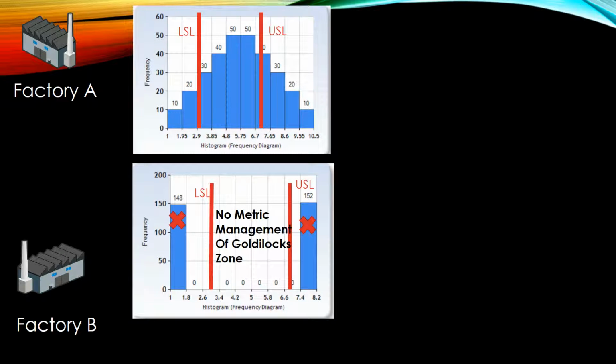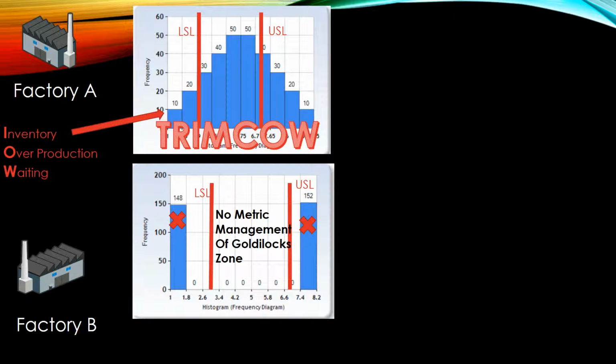So we take another look at these histograms, see what other observations we can make. As we said, Factory A is clearly the better factory. They have a better process despite having a slightly higher average delivery rate on their cycle time. If we wanted to use TRIMCAL as an acronym to find waste, we can take a look over to the left of the lower specification limit. Typically, if you're looking for waste over there, you're most likely to find the I, the O, and the W of TRIMCAL. That's inventory, overproduction, and waiting.